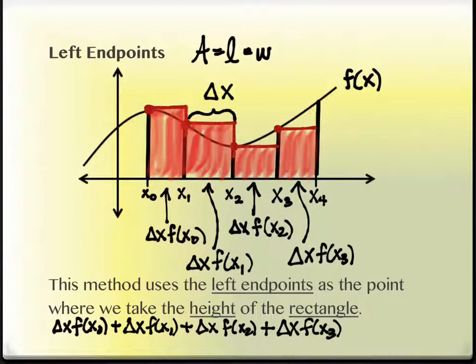But what do all of those have in common? Delta x. I don't want to multiply something 4 times when I could multiply it once and get the same effect. So if we think about that in reverse, I can factor out the delta x, and I'm really just going to be adding up f of x0 plus f of x1 plus f of x2 plus f of x3.